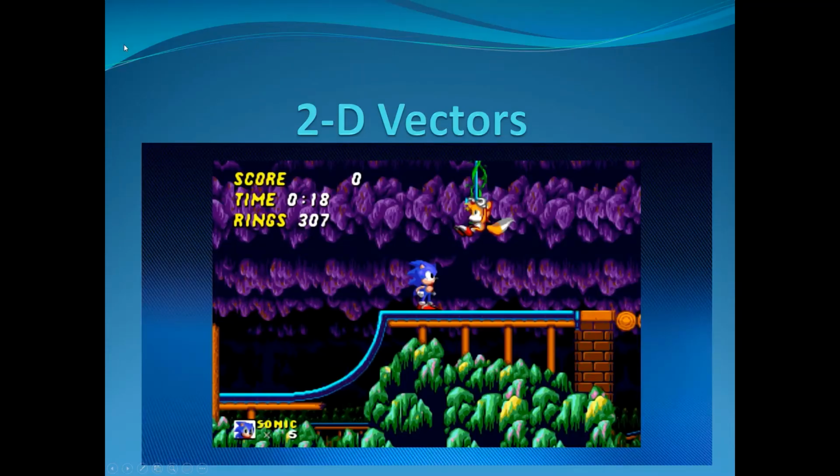So welcome to our new unit, which is 2D vectors, and it's the same stuff that we were doing in the last unit, except instead of just moving forwards and backwards or up and down, we can move up and forwards or back and down. So it's kind of like a Sonic the Hedgehog 2D world.